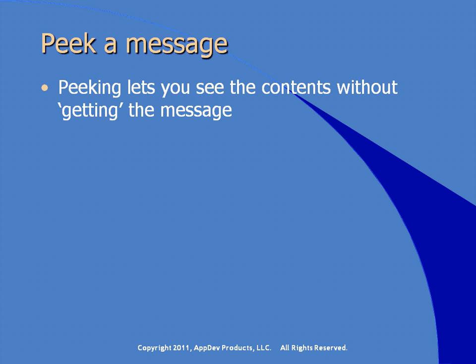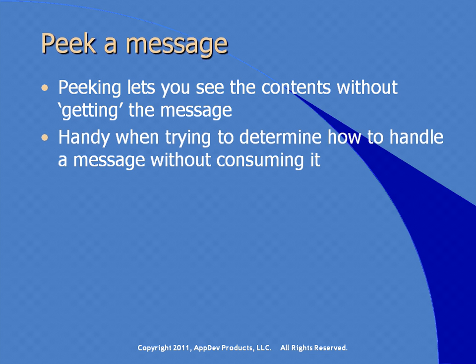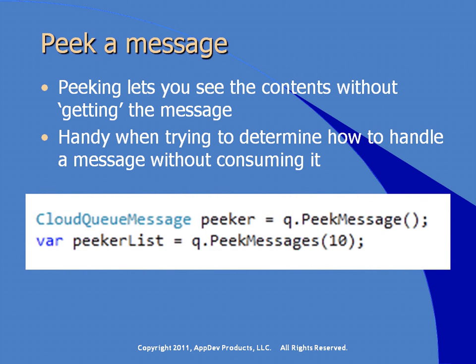Windows Azure actually gives you the ability to peek at a message. Peeking lets you see the contents without actually getting the message. It's handy when you're trying to determine how to handle a message without actually consuming the message. So you can peek at the message, determine if this message is for you, and either get the message or ignore the message once you've peeked at it. And it's very simple to do.